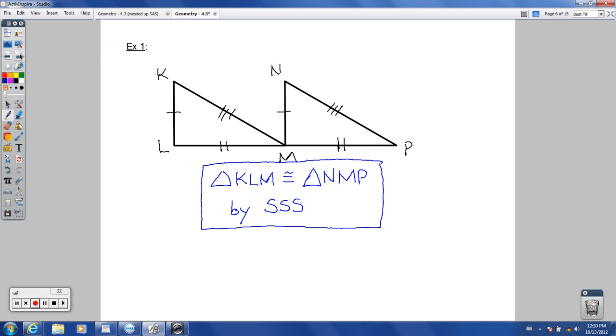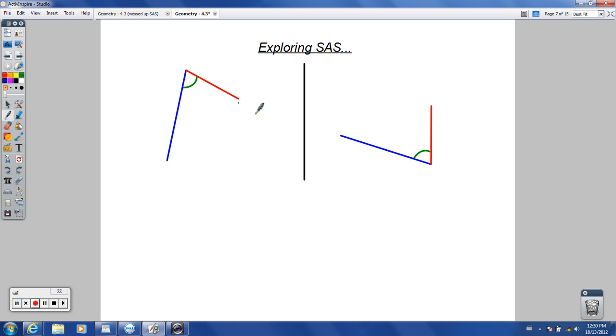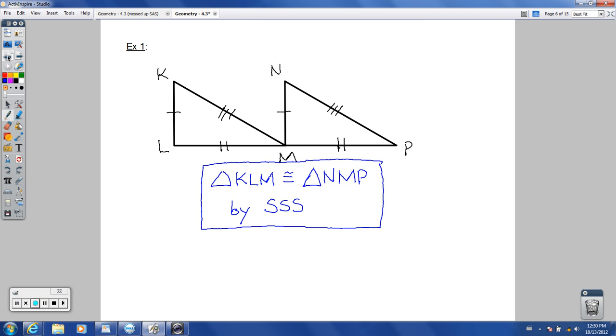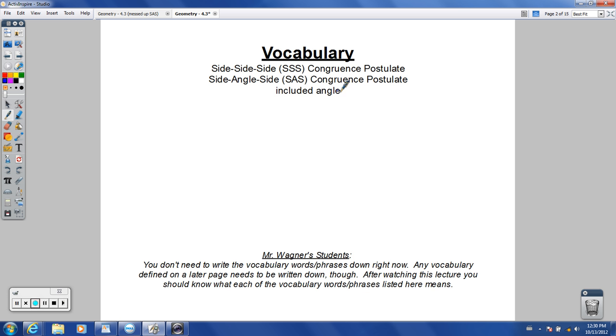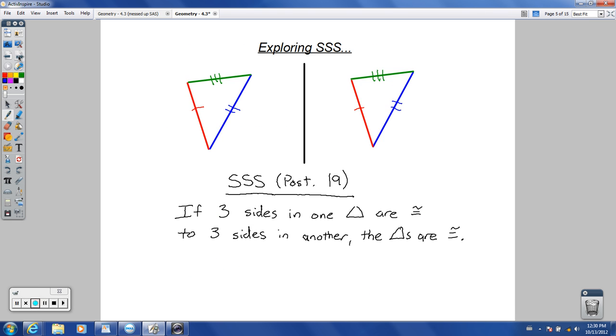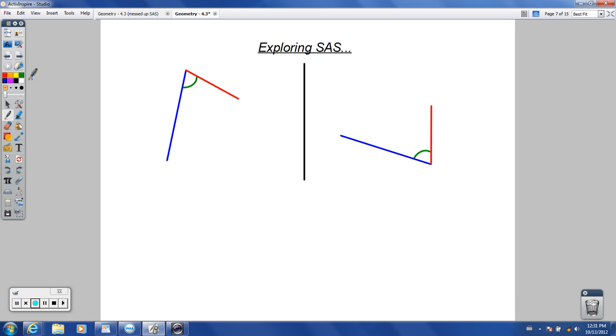Alright, now let's explore that other one in this lesson. So here, side, angle, side. What do I mean by this? And what is this green angle? Well, we mentioned briefly in the vocab something called an included angle. This green part right here is an included angle.